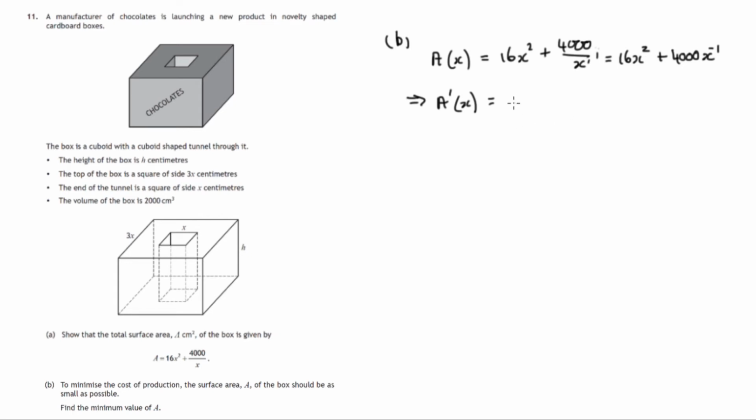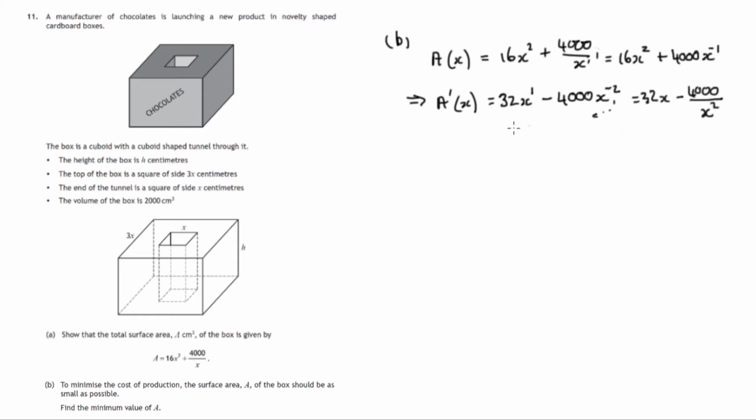So differentiating 16x squared gives us 2 times 16, that's 32. Bring the power down and multiply, 32x, and reduce the power by 1. Bring this index round to the front and multiply, so that's negative 1 times 4,000, and then take 1 away from the index, negative 2. So we end up with 32x minus, and let's take that x to the negative 2 down to the bottom of the fraction, and the negative 2 will become a positive 2.